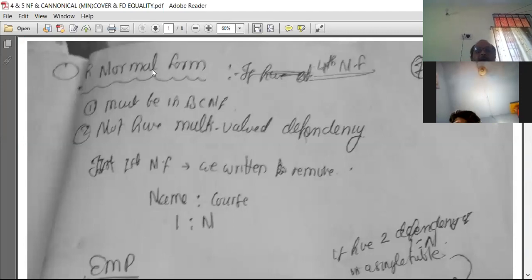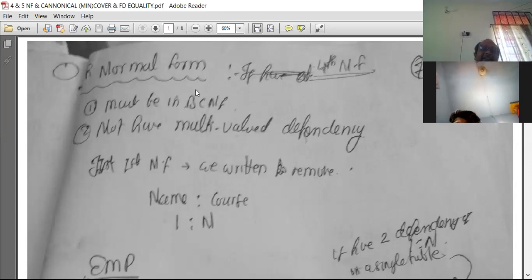Till third NF I have already taught you, till BCNF I have already taught you. Now I'm going to teach you about 4NF, fourth normal form. In fourth normal form there are two conditions. First, the relation must be in Boyce-Codd normal form, then only we can go for 4NF. And in 4NF, multi-value dependency should not be there.